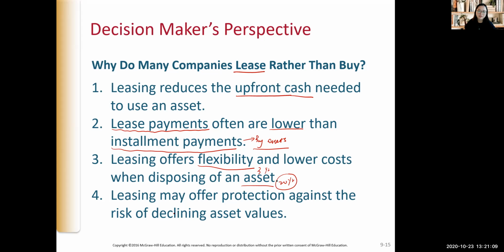And four, leasing may offer protection against the risk of declining asset value. This is absolutely true. For example, if people bought a very expensive 3D printer, but the 3D printing technology is rapidly evolving, it becomes cheaper and cheaper to get a new 3D printer. Hence if you lease 3D printers, you can say, well, I don't like this model anymore, I like the new one, and you just easily return the old one.